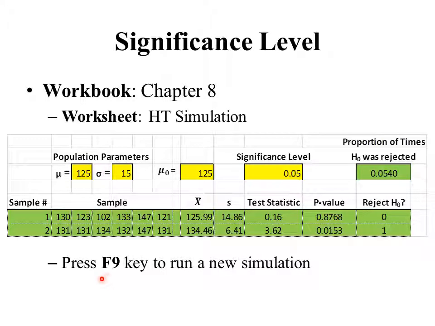And now if you hit the F9 key, you're going to do a new simulation, so all new samples, and this number here is going to change. But what we want to do is compare this number here to the significance level alpha. Now notice that they're roughly the same.